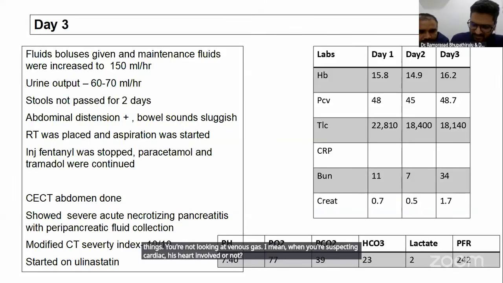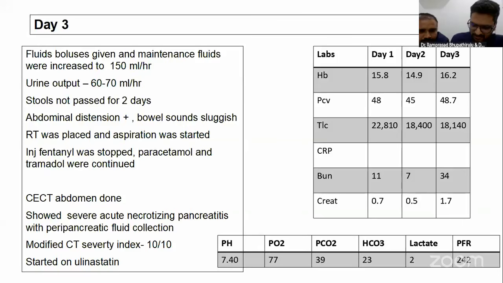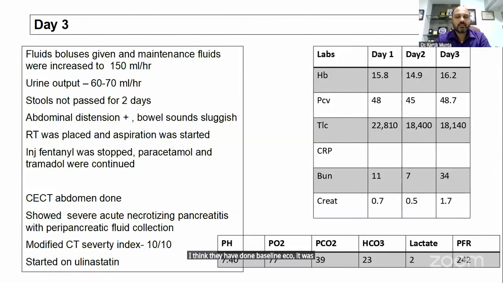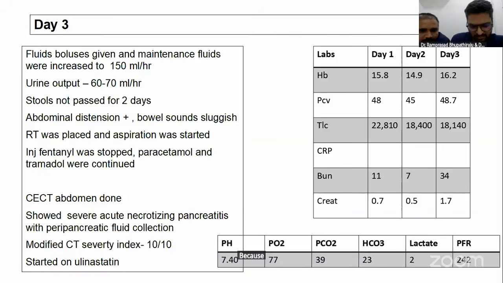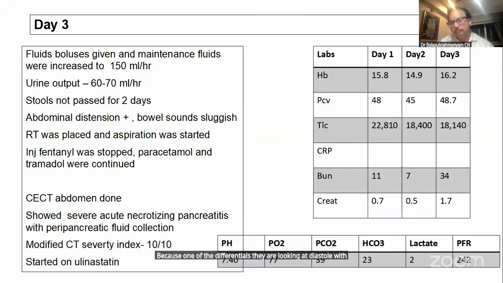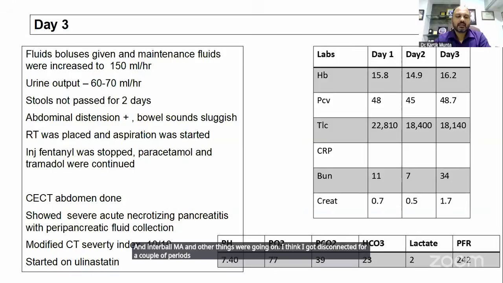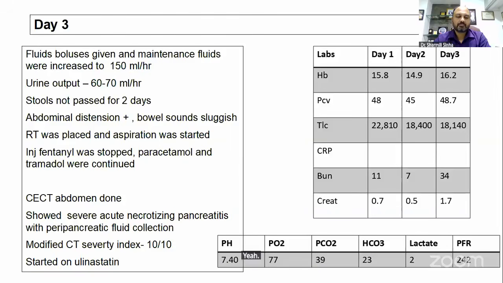I think they have done a baseline echo. It was normal at that point of time, I saw that. So they didn't suspect any cardiac involvement at this point of time. One of the differentials they were looking at was diastolic dysfunction and inferior wall MI and other things. I think I got disconnected for a couple of periods.